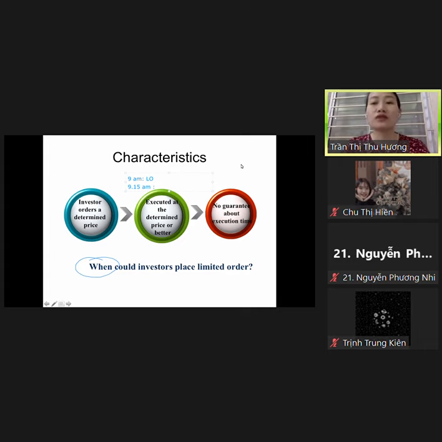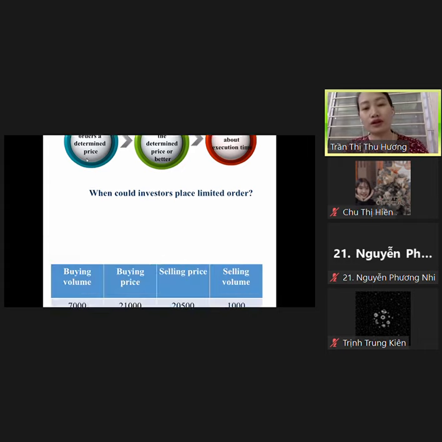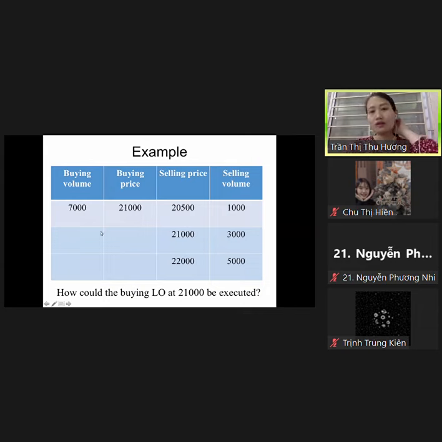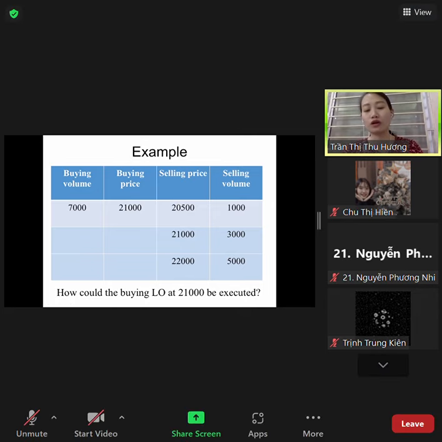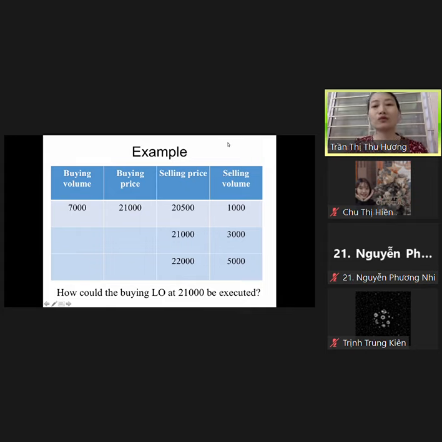So in the features of the limited order we learned in the last lecture, right? Now, look at this example here and answer the question: how could the buying limited order at 21,000 dong be executed? Now in this example, you can see we have two sides. We have the buying side and the selling side here. In each side, we have the buying price and buying volume, selling price and selling volume. Now in the buying side, we have one limited order, this order.